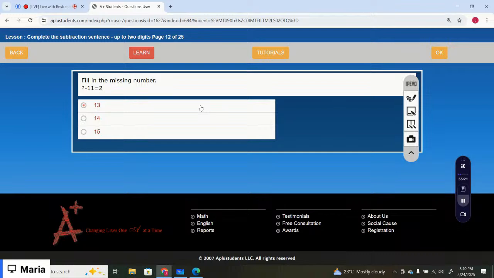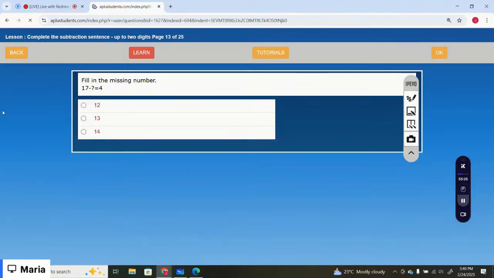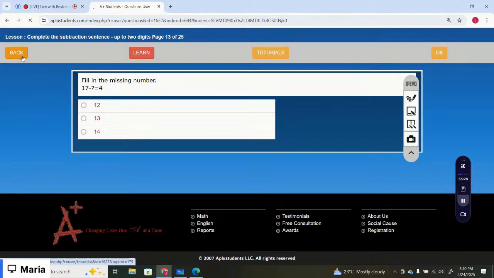That is 13 take away 11 equals 2. Option number 1 is the correct option. Okay, you can complete the lesson by yourself later today.